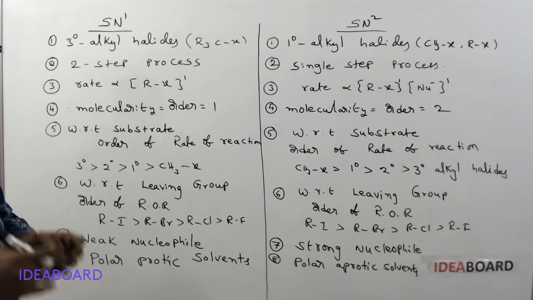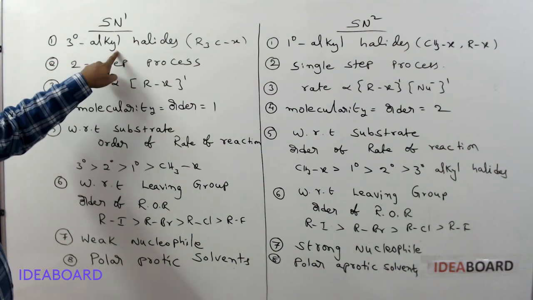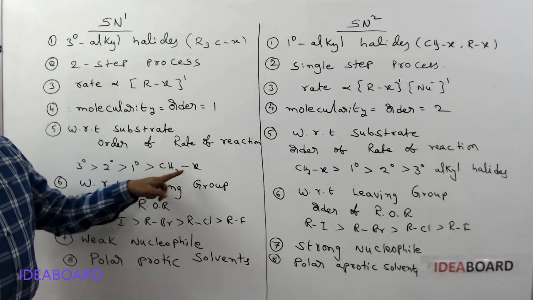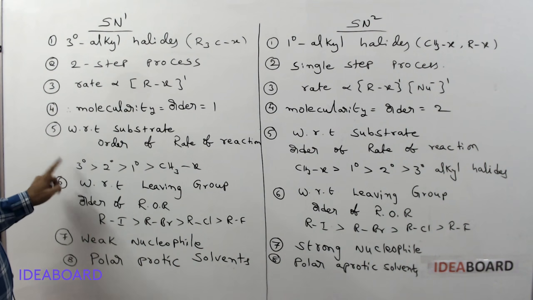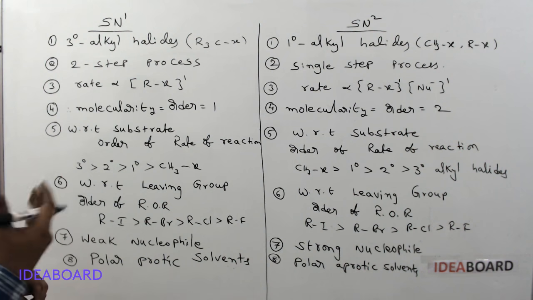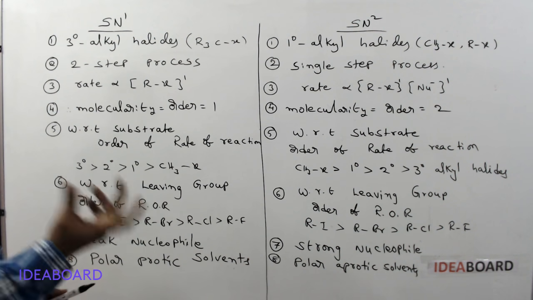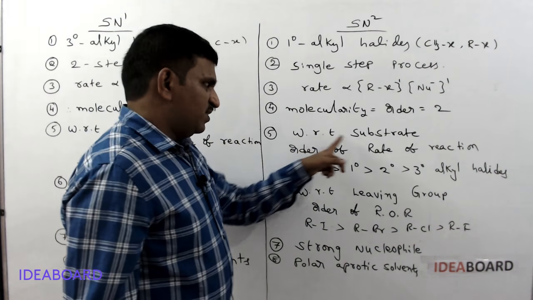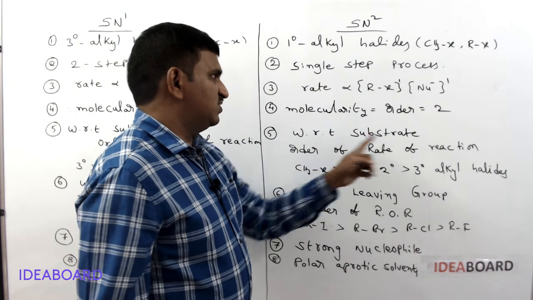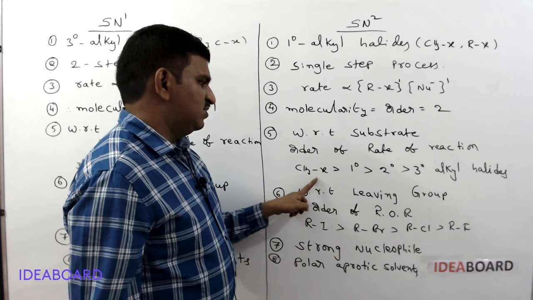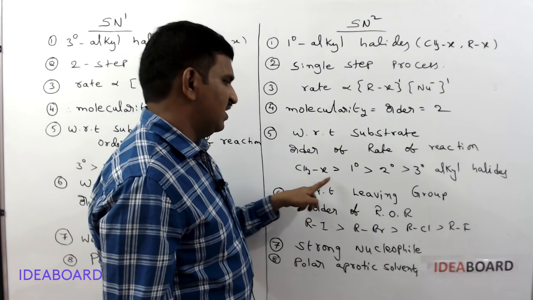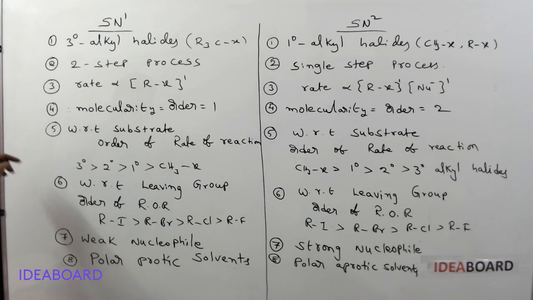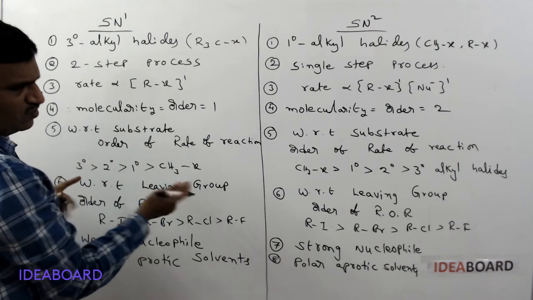With respect to the substrate, here substrate means reactant. The reactant with more reactivity for SN1 is clearly tertiary alkyl halide, then secondary, then primary, and then methyl halide. Before these, benzyl and allyl halides are much more reactive because benzyl carbocations and allyl carbocations are stabilized by resonance. And with respect to the substrate, for the order of rate of reaction in SN2, the SN2 mechanism is most favorable for methyl halide. Why is this so? For SN1 it is based on the reactivity and stability of the carbocation.